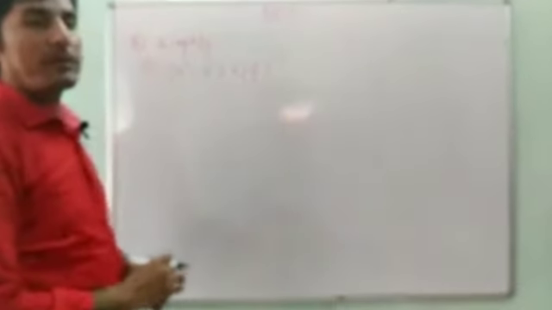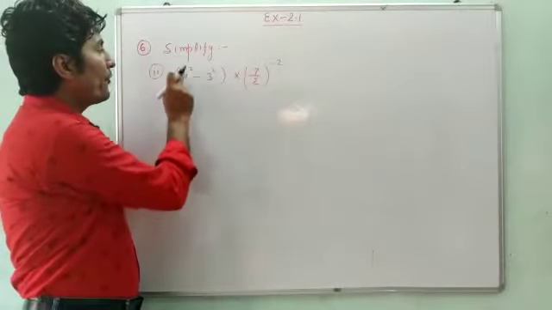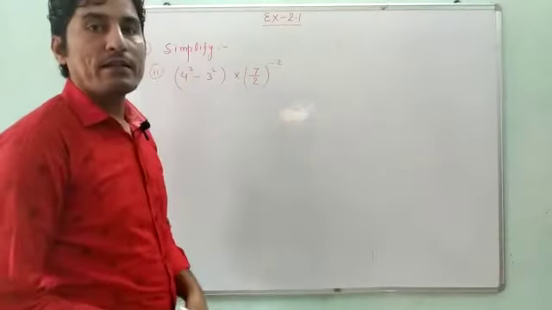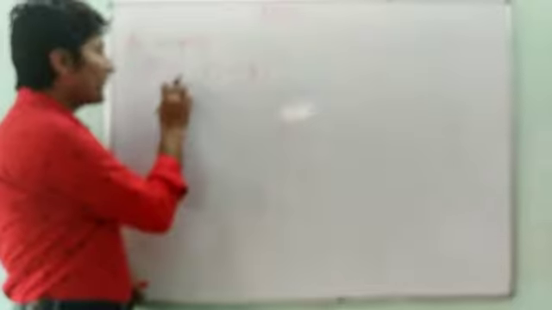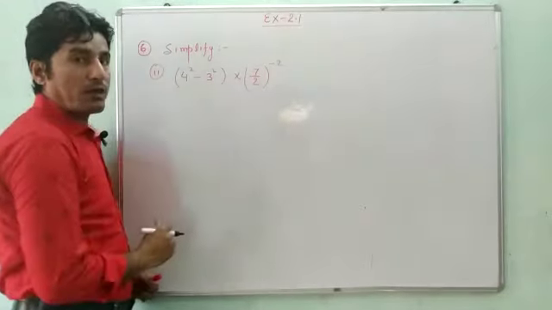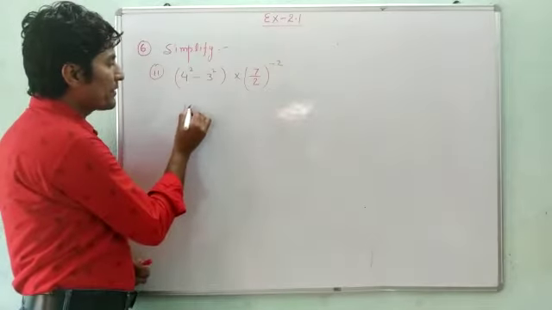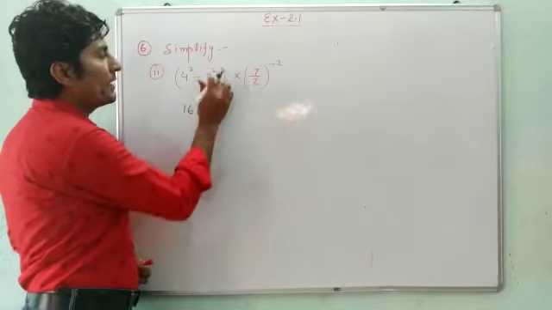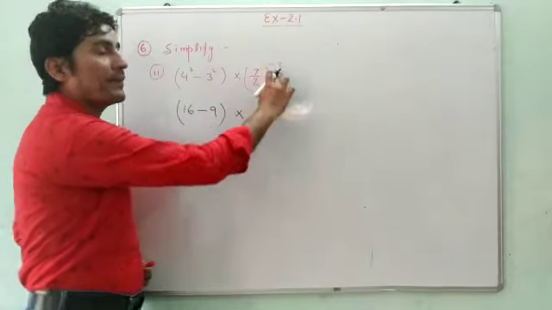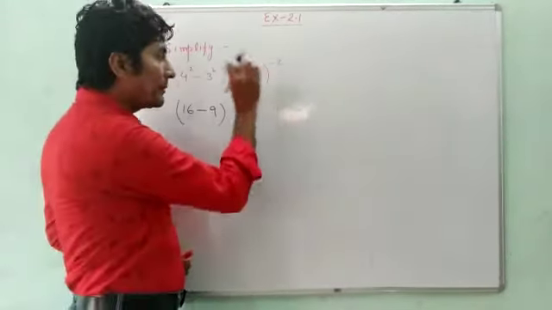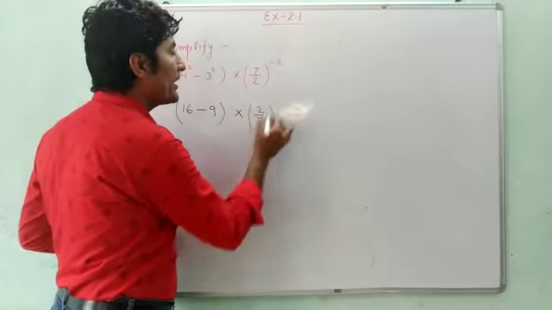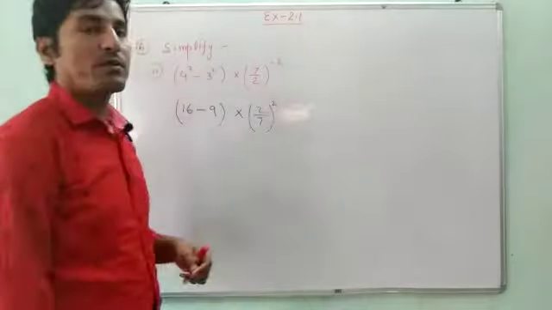Second question of question number 6. Simplify (4 square minus 3 square) multiplied by (7 upon 2) to the power minus 2. So since we are having 4 to the power 2, so we can write 4 2 times, or we can write the square of 4 also. Square of 4 will be equals to 16. Minus will be as it is. Square of 3 will be 9 inside the bracket multiplied by. Now negative exponent we are having, so we have to write the reciprocal of 7 upon 2. That will be equals to 2 upon 7, and we can write the positive exponent, that will be equals to 2.